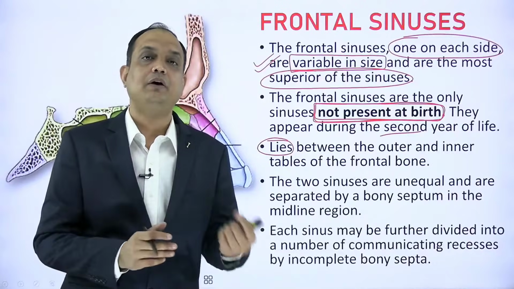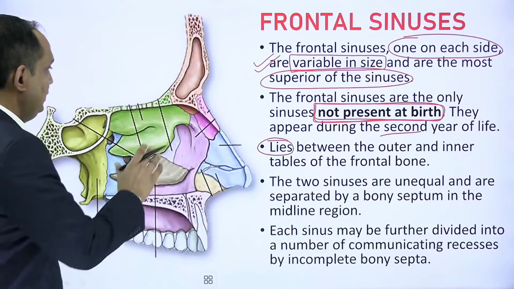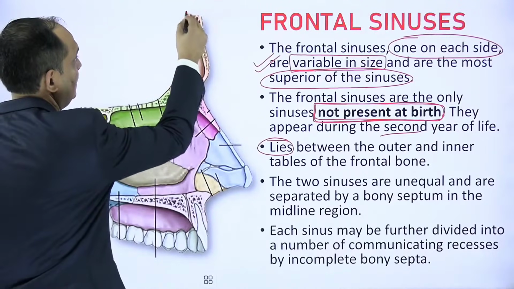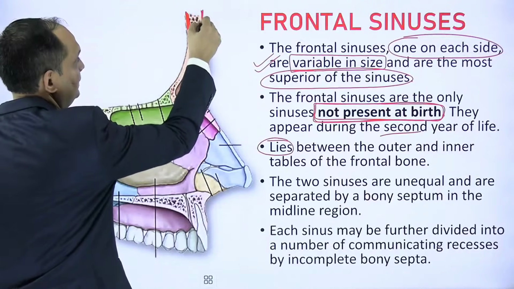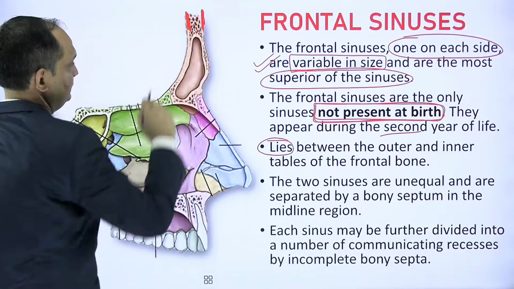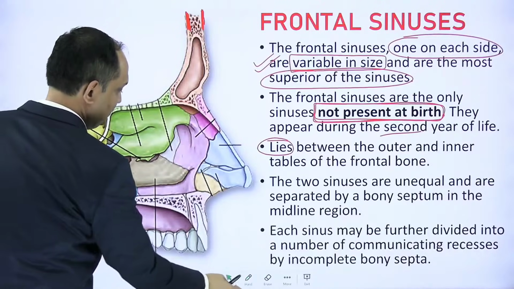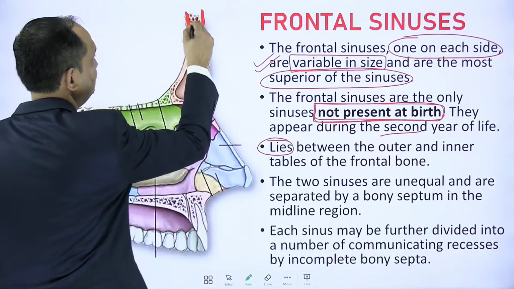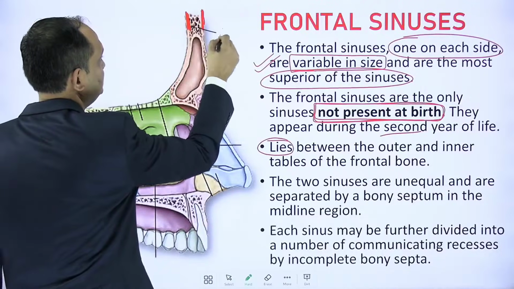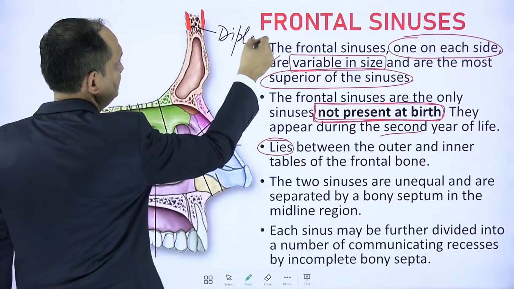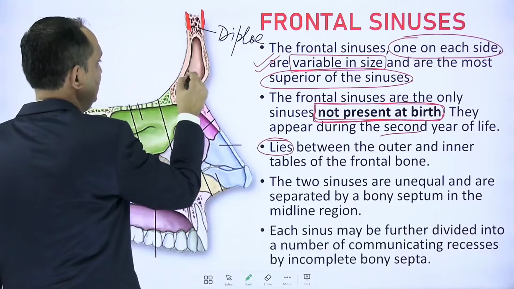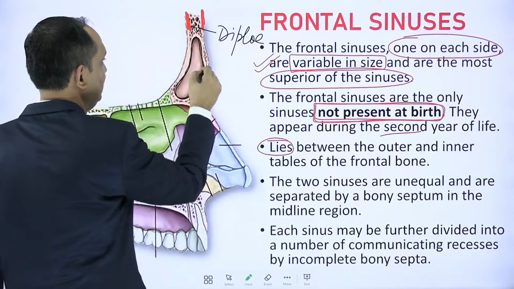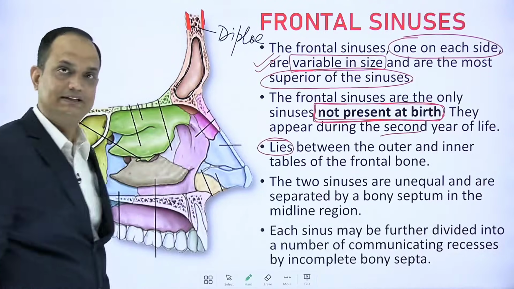Now, what is the meaning of outer and inner table of frontal bone? In this section, what you are able to understand is that this is your inner table, this is outer table. In between these two plates of the bone, you can see there is a tissue, and this is known as diploe. This tissue is later on replaced by the air-filled cavity, and this air-filled space is known as sinus.